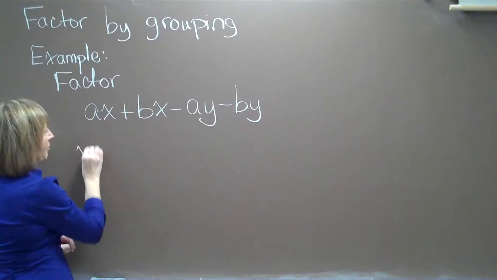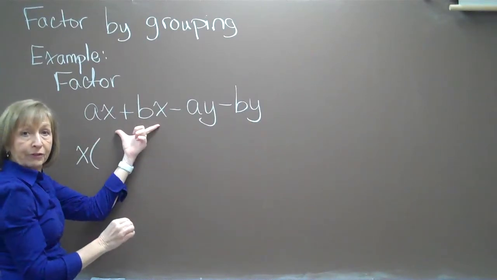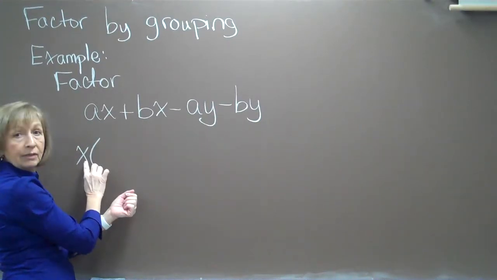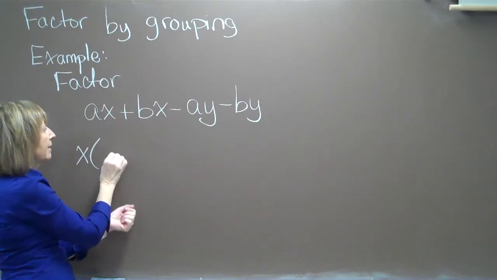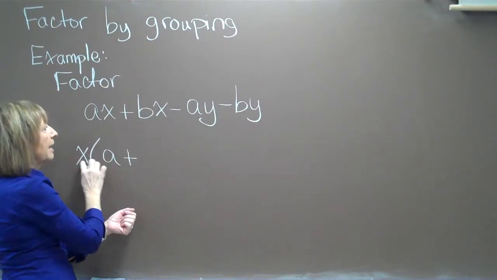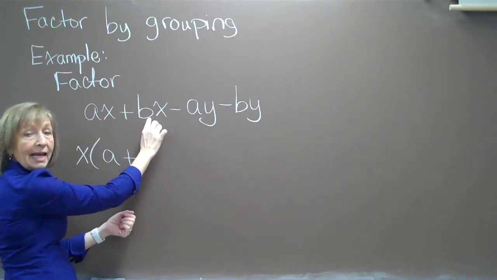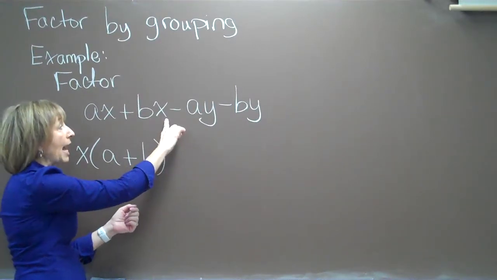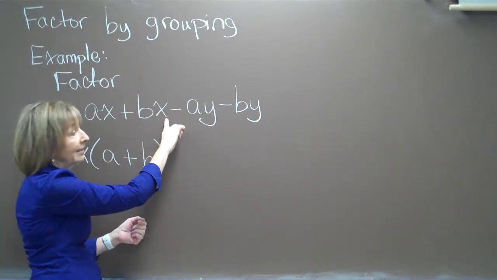So I'll factor the common factor of x out of the first 2 terms. When I factor the common factor of x out, x goes into ax, a times, plus when I factor out the x from bx, I have b. And then close the parentheses because that's as far as the common factor of x existed.